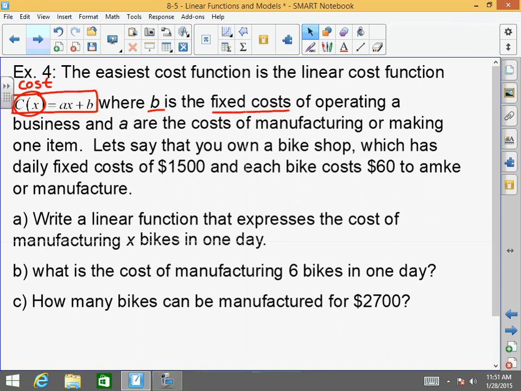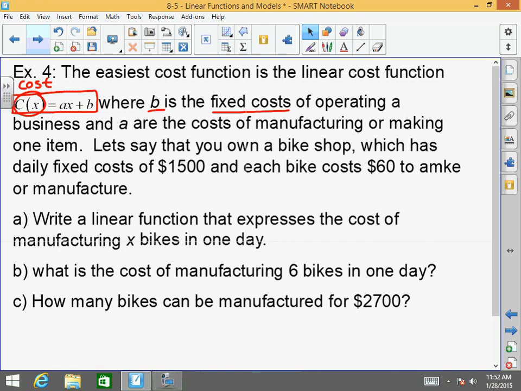Okay, and B is called the fixed cost. Fixed costs are things like your rent or your mortgage, the salaries you have to pay your employees, your electricity bill, your water bill, supplies. Fixed costs are costs that are not going to change. They're going to be there whether you're making a lot of money or not. You still have to pay them. So fixed costs of operating a business. A lot of different components go into fixed costs.